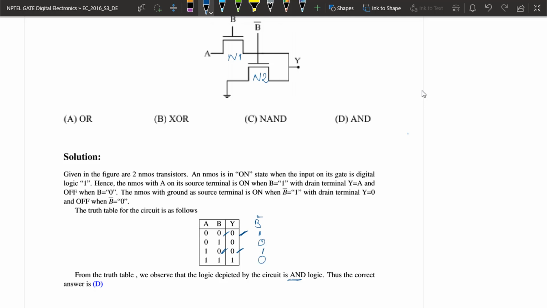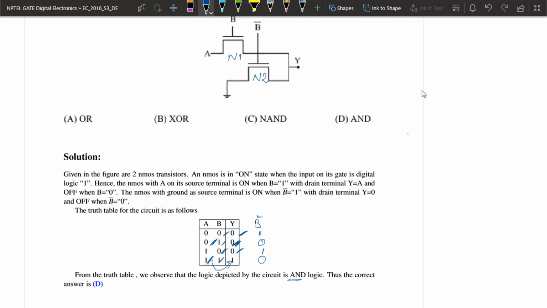And at that time N1 transistor will be on, N2 transistor will be off. So the N1 transistor will pass A's input as output to Y. Therefore, whatever is provided in input A will be the output at Y. So when B is 1 and A is equal to 0, Y will also be 0. When B is 1 and A is 1, A will be passed on to the output Y and Y will also become 1.